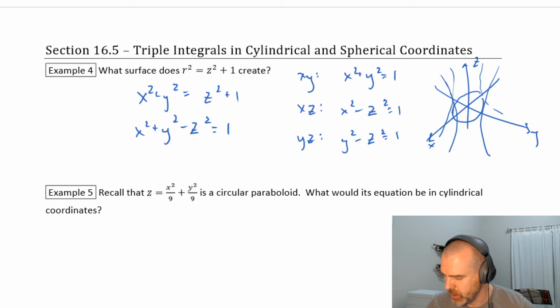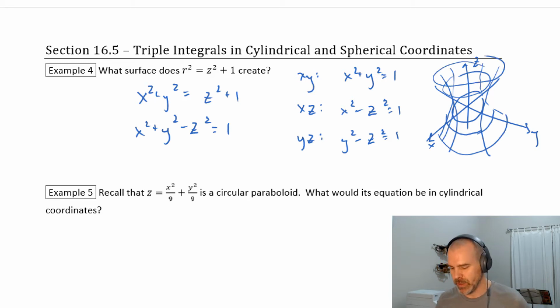Whoops, that is not good. All right. I don't know if you can kind of see that. That's a hyperboloid. That's what that one is.